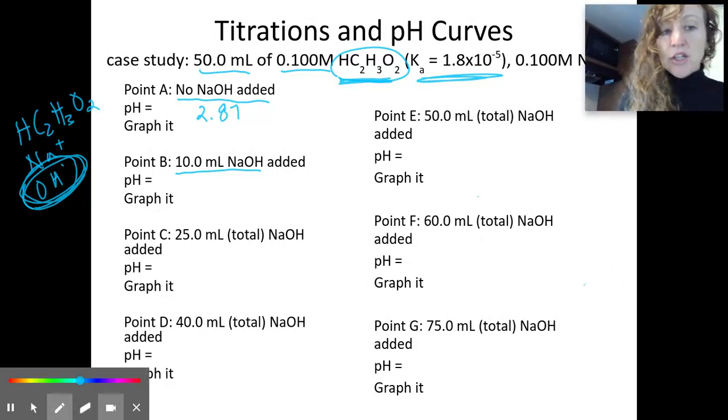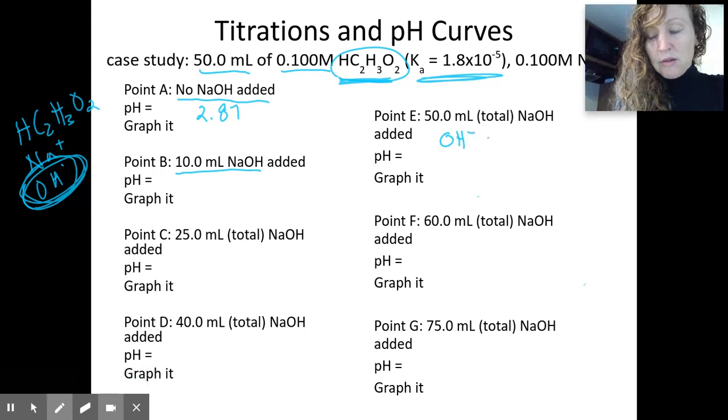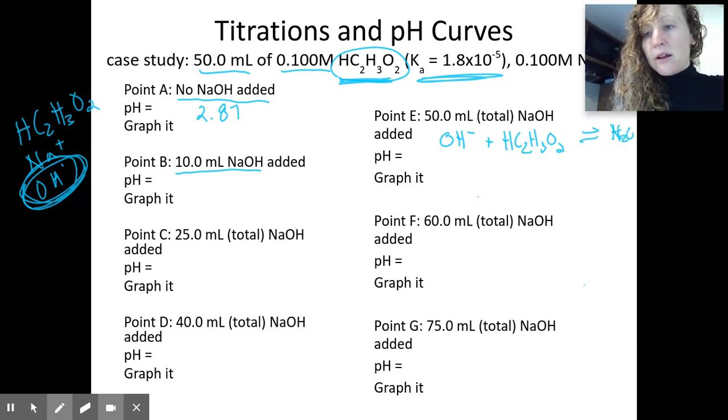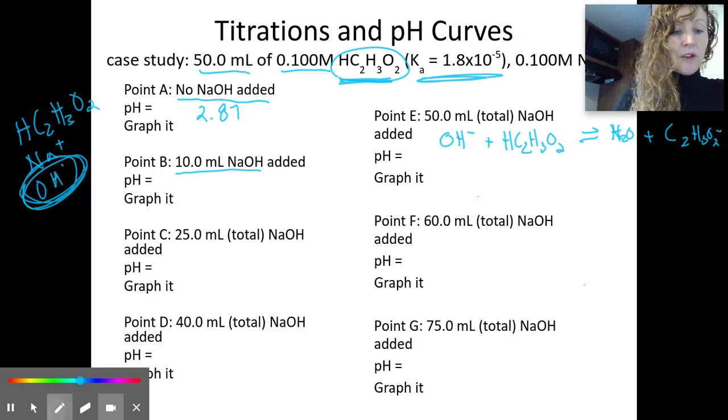I need a reaction between my strong base, my weak acid, and that is going to form water and leave a conjugate base. Now it will also leave sodium.